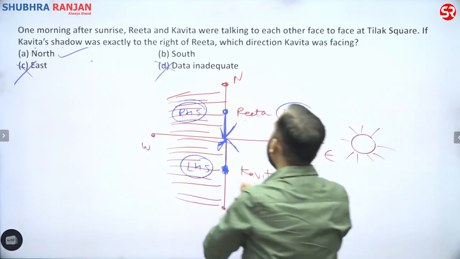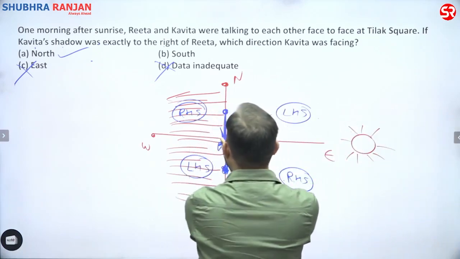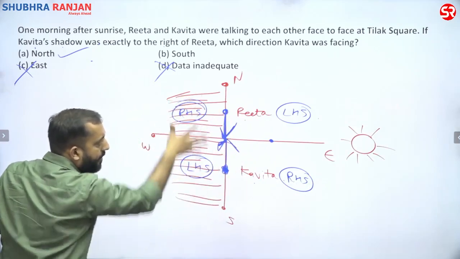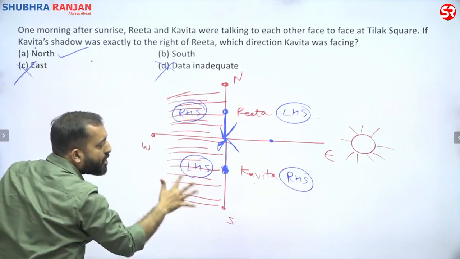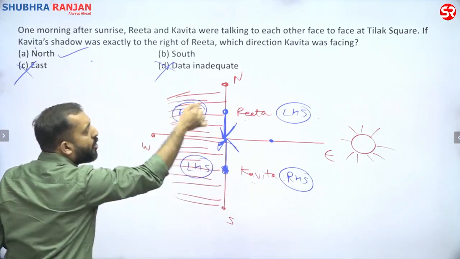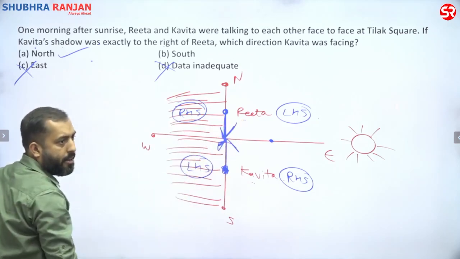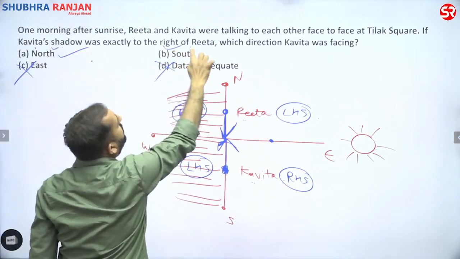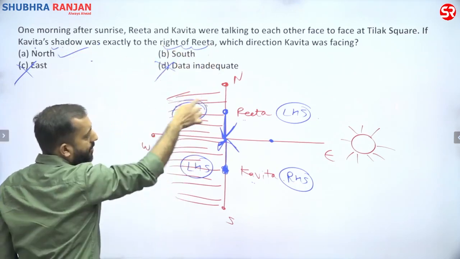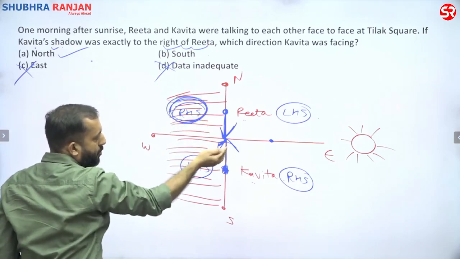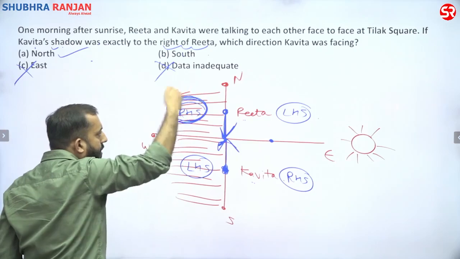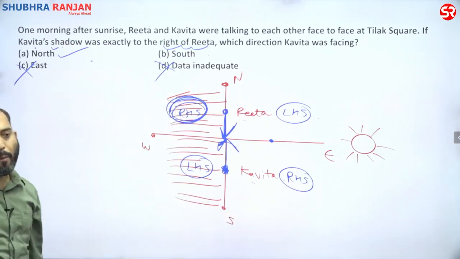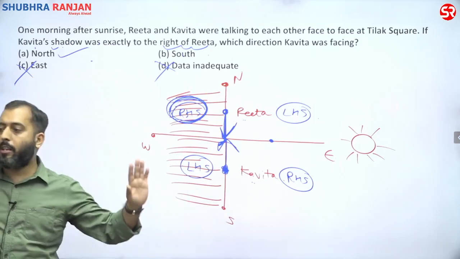See, Kavita is facing the north direction. So her shadow will fall on this side, and this side corresponds to the left hand side of Kavita and the right hand side of Rita. In the question it is given that the shadow of Kavita is to the right of Rita. This is the shadow of Kavita and it is to the right of Rita. So these drawn things are absolutely correct. So the answer has to be option A. Is this clear, guys?